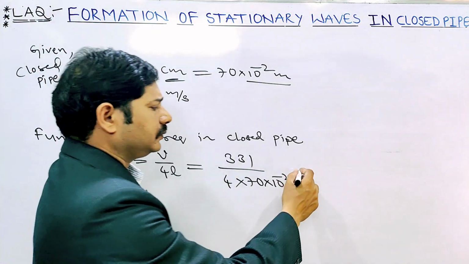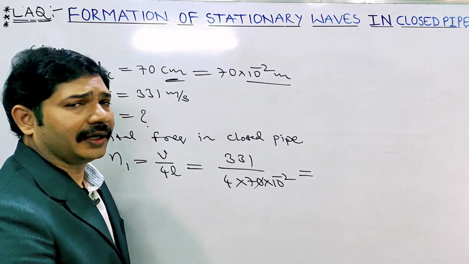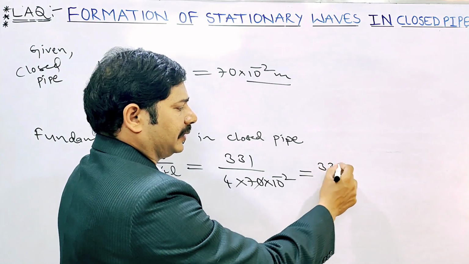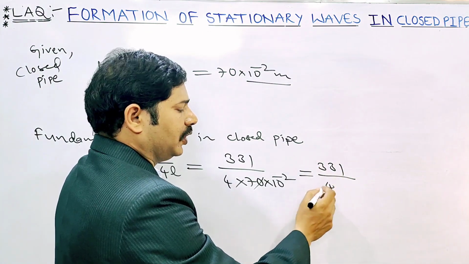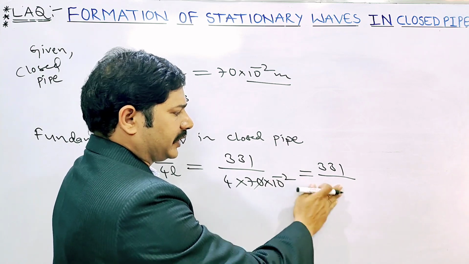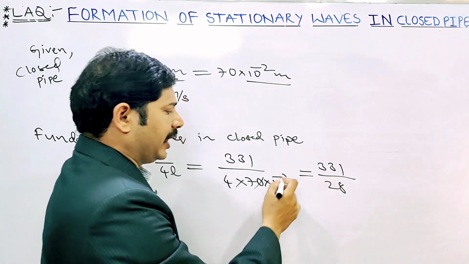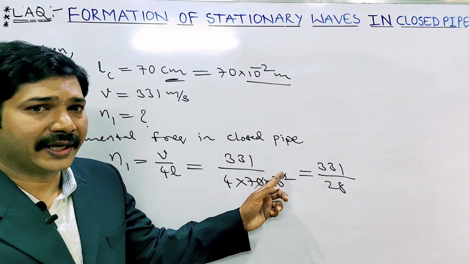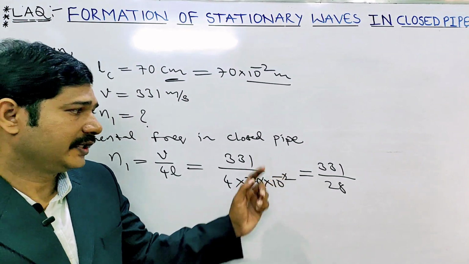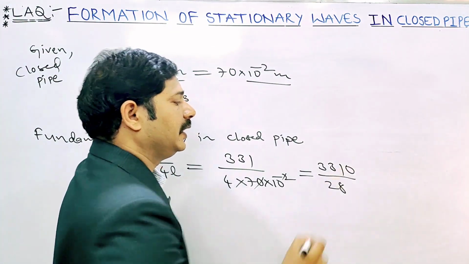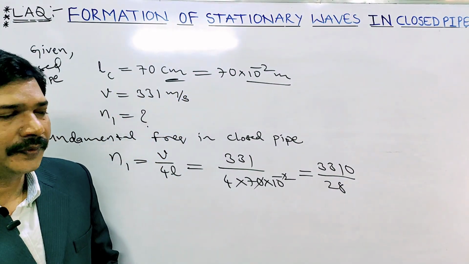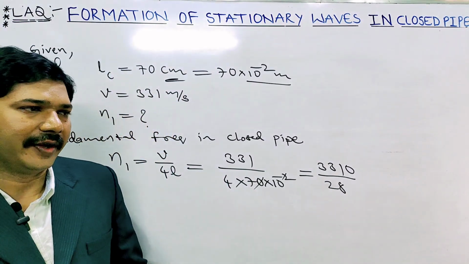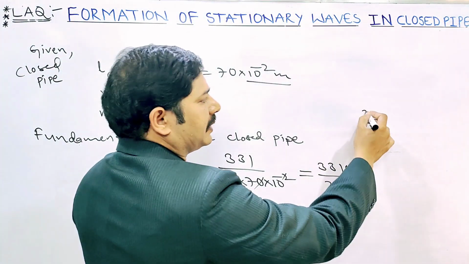Here the 10 power of minus 2 and the 0 get cancelled. What happened? 331 divided by 4 into 7, that is 28, and one 10 power of minus 1 is there. If you send it to the numerator, what happened? It will come as a 0. 3310 divided by 28. You solve this by the division method.